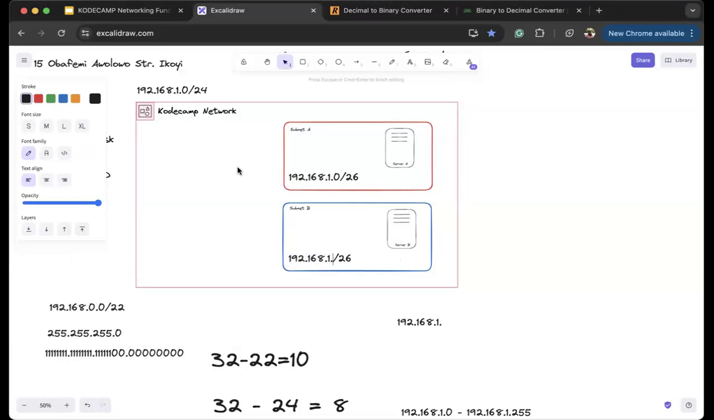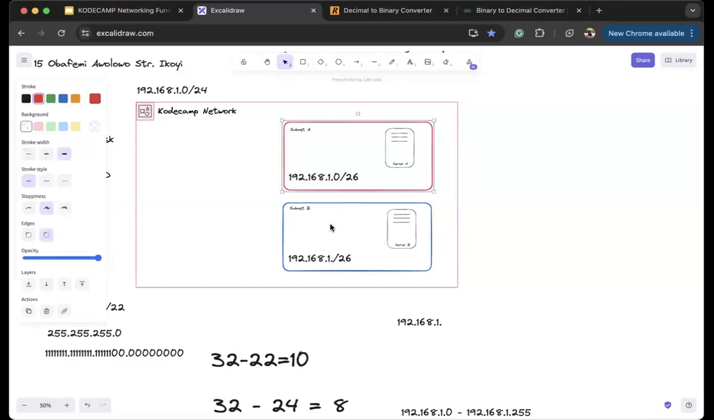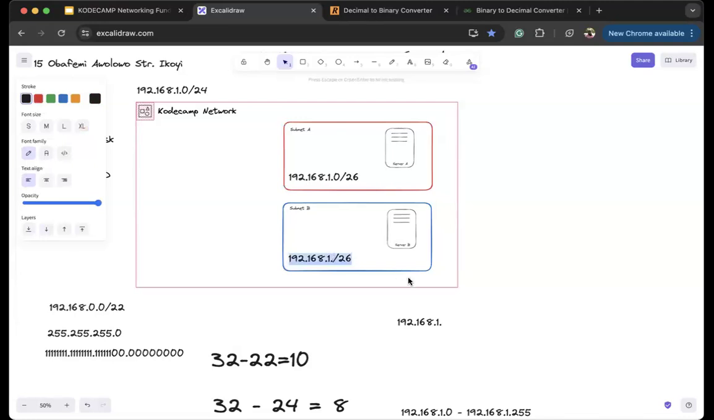Okay. So say we give this, and your network address is 192.168.1.0. And you have 192.168.1.0 slash 26 here. So let's see what we go into here, right? We have this free number here. For instance, let's put X there.